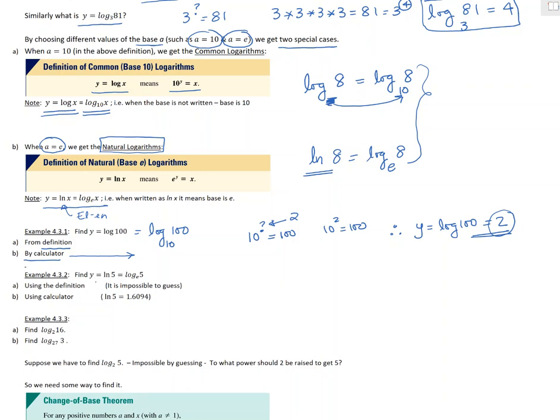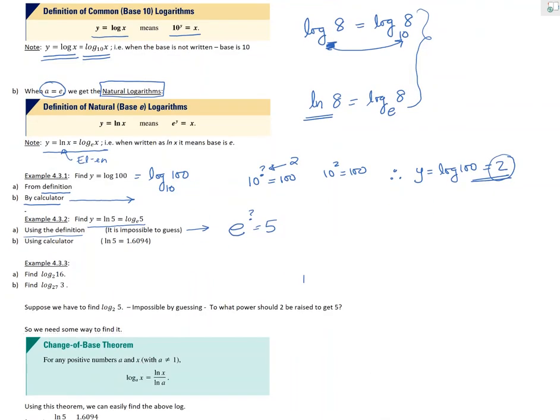Now let's go to the next example. Y is equal to ln 5. Now remember, ln 5 means log of 5 and the base is e. So first, by definition, that is impossible because what we are supposed to do is guess e raised to what is going to give me 5. There's no way I can guess that. So no way anyone can guess. So we have to use the calculator.